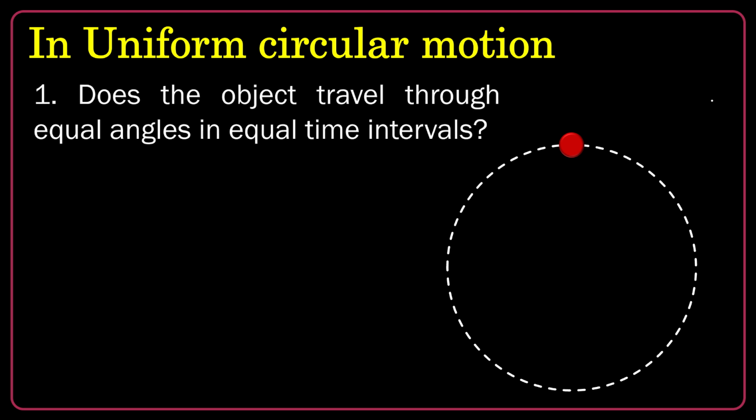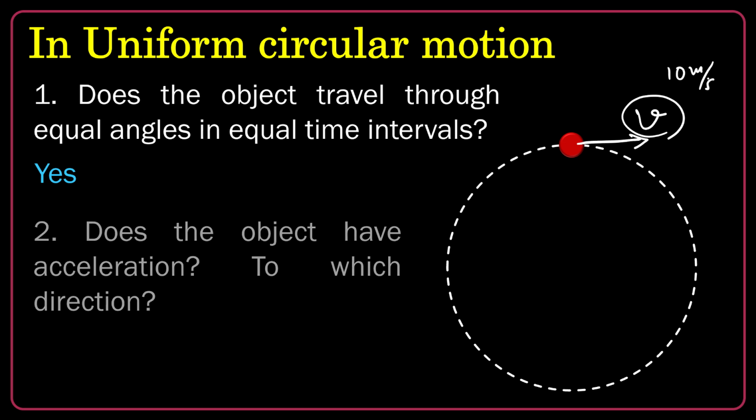A question: does the object travel through equal angles in equal time intervals? The answer is yes, because this is uniform circular motion. So it won't have any speeding up or slowing down. The speed, or the velocity in vector language, of this object will have a constant size. The magnitude of velocity, which is the speed, is always the same. Let's say this is 10 meters per second. It will keep the same value all along its motion. This is why we call it uniform circular motion.